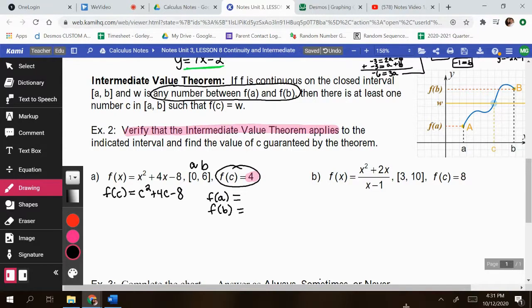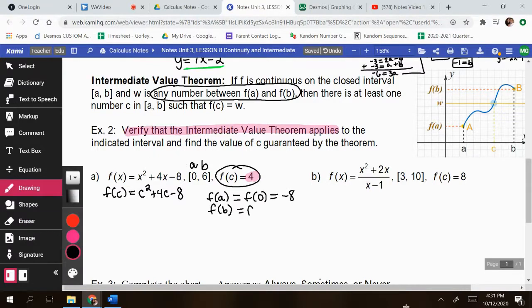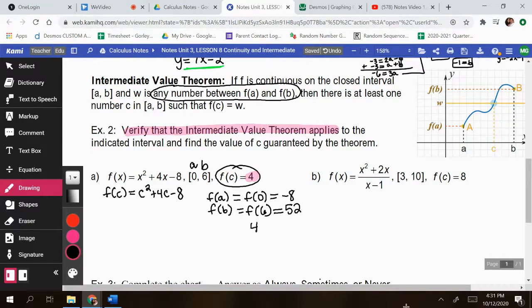So let's just confirm that. Okay, f of a, remember, is just the same thing as f of 0 in this case. So what do you get if you plug in 0 into this function? You would end up with -8. All right, and f of b is the same thing as f of 6. If I plugged in 6 into this function, what would I get? That would be 36 plus 24 minus 8, which is what? 52. All right, so I have confirmed that we can use the intermediate value theorem because 4 is between -8 and 52. Okay, so yes, the intermediate value theorem applies.